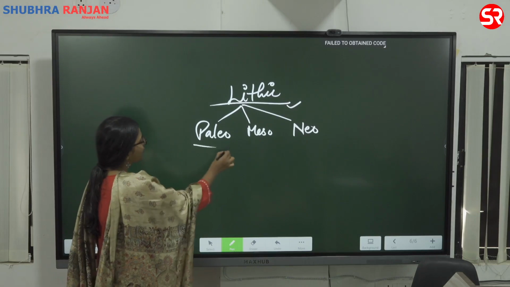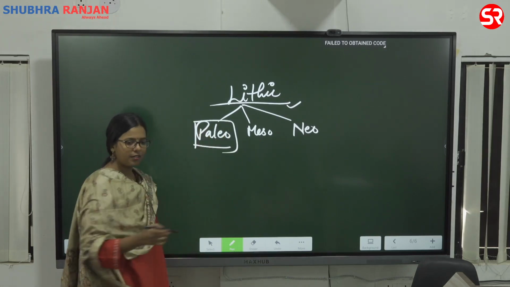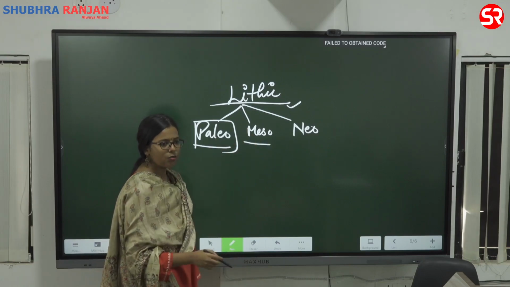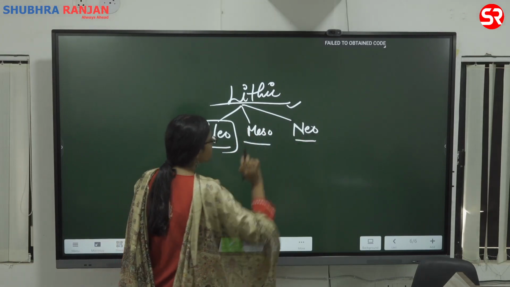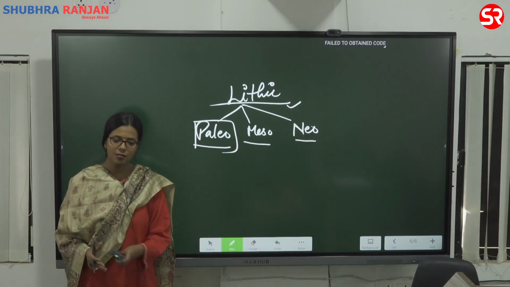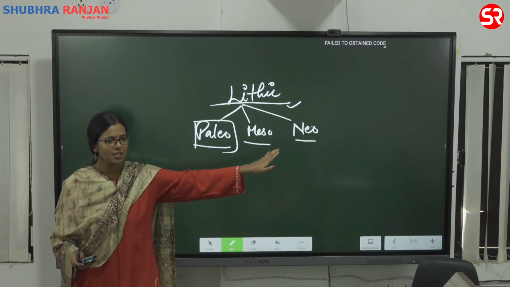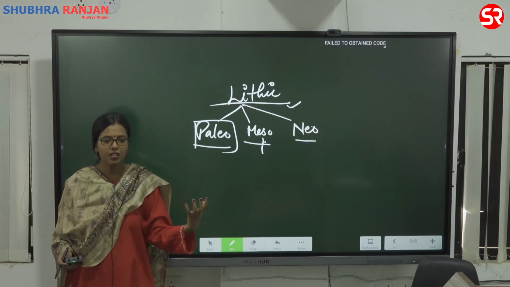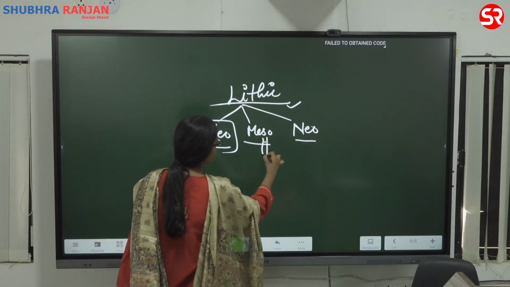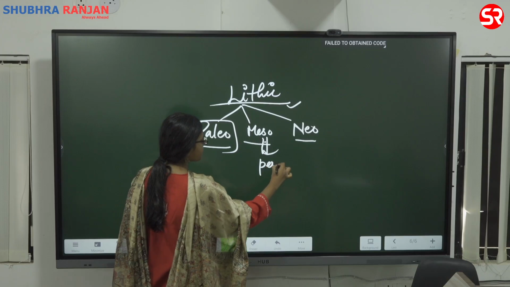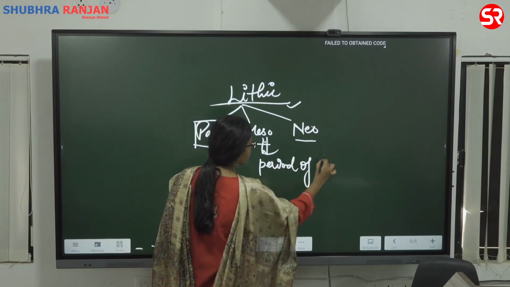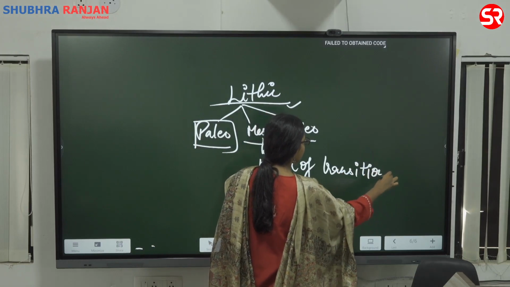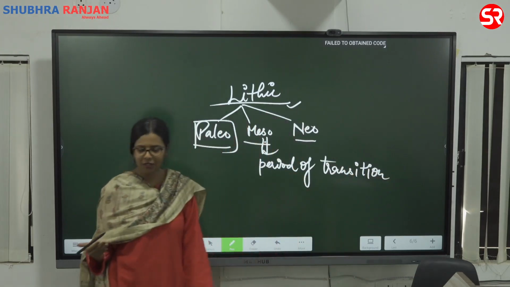So why Paleo? This is the Old Stone Age. Meso, Middle Stone Age. Neo means New Stone Age. So that means there is something profound that is happening. Middle means it's a period of transition.